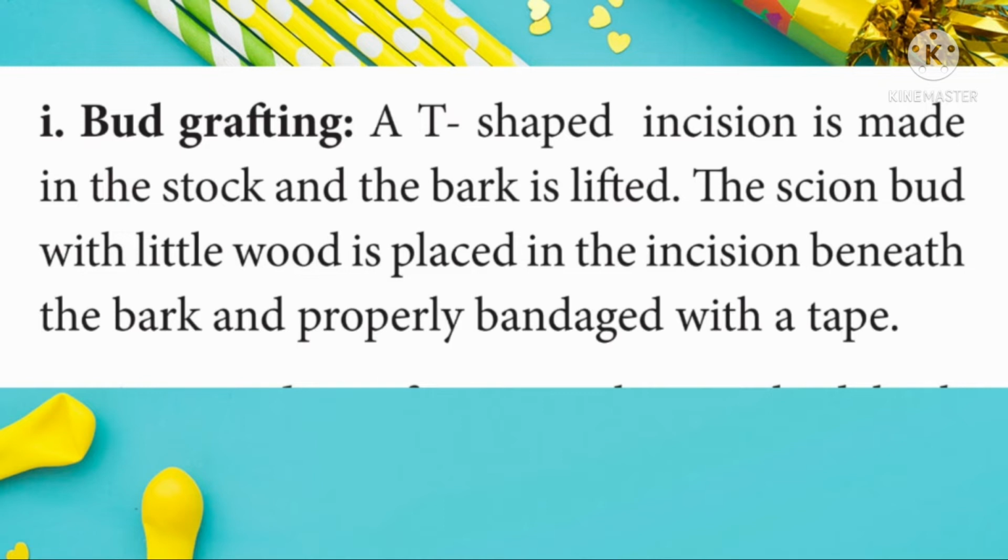Then one gap will be formed and we take the plant we are going to graft, that is called the scion. From the scion plant one small piece of wood is taken and this wood is inserted into the T-shaped incision in the stalk region and tightly bandaged with a tape. This is called bud grafting.